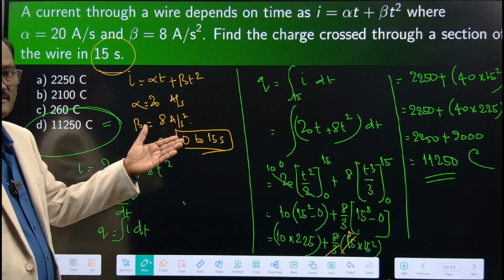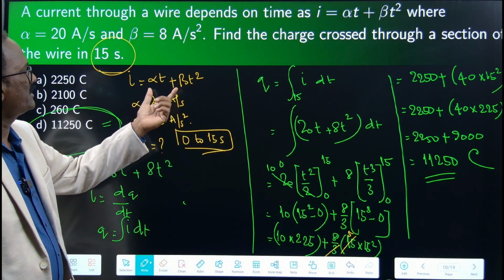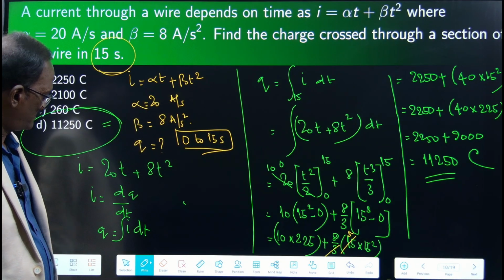Alpha value and beta values are given. Some constant, I is given as one equation. Alpha and beta values are given separately. Right?